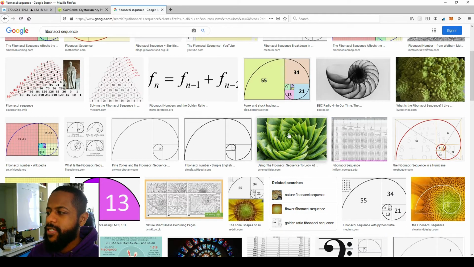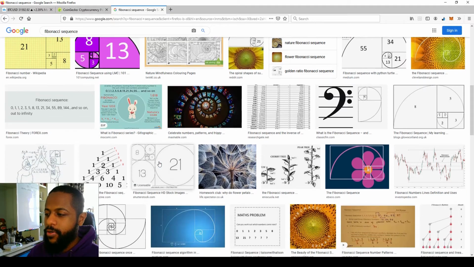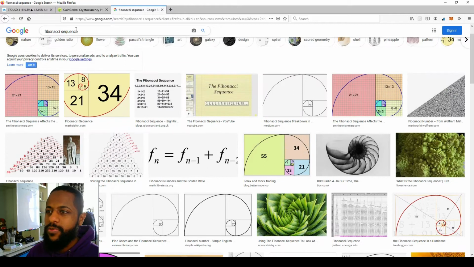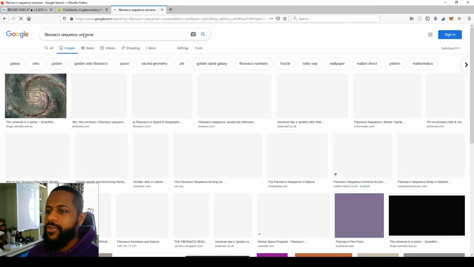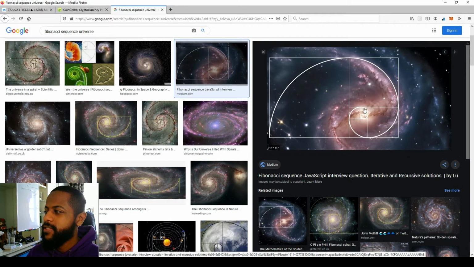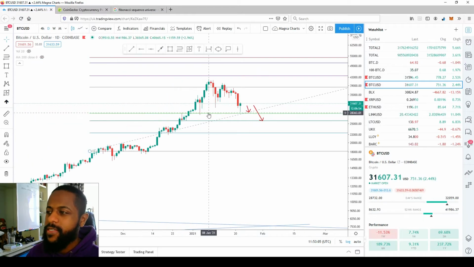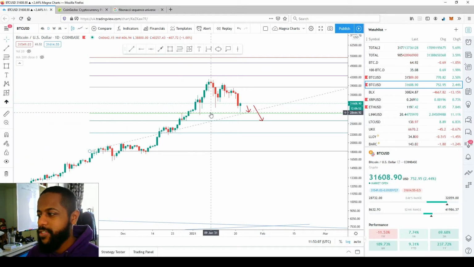So you can see in nature you have this spiral formation, you have it in shells, even in this, whatever this is. Even as you go higher up, when you zoom out of nature and look at an interplanetary level, you see the Fibonacci sequence in the universe and galaxies. So if you look at this, for example, this is a Fibonacci sequence, which is insane, but there you go, it's in nature. It's a very important sequence, and thus you can also find it in the charts as well.